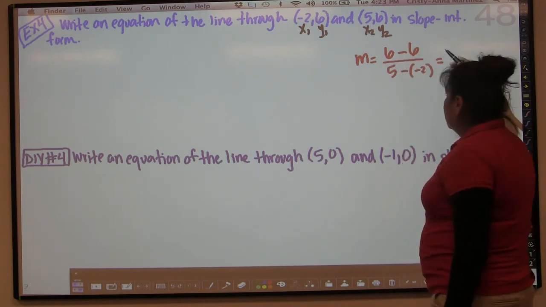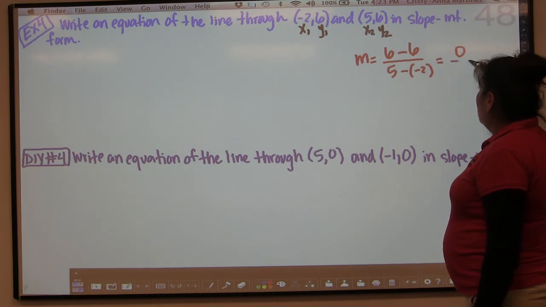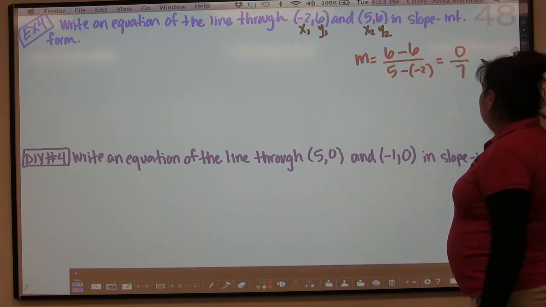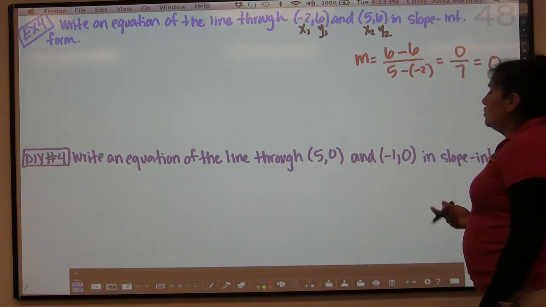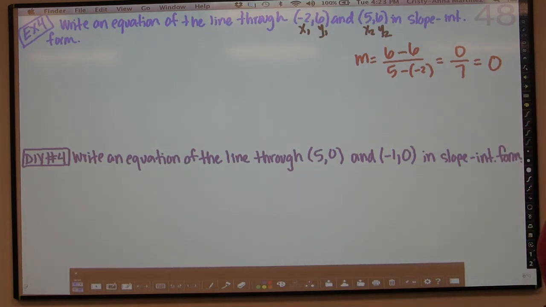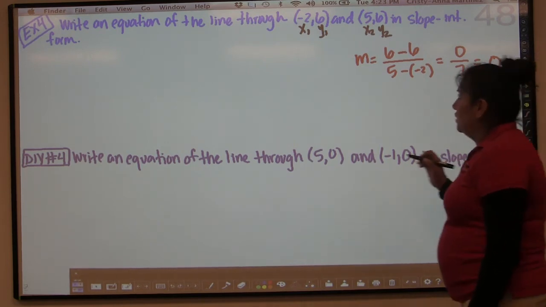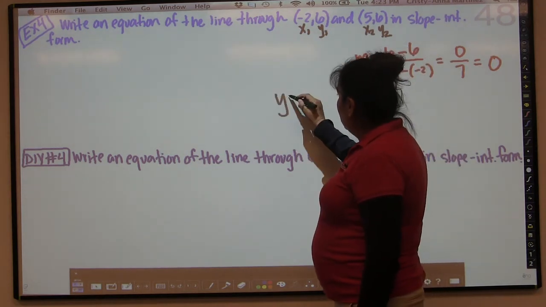So you can see how on the top I get 6 minus 6 is 0. On the bottom I get 5 plus 2 is 7. But 0 divided by anything is 0. So you can see how I said earlier, you're going to get a 0 slope. So the equation of the line is going to be the equation of a horizontal line. And so my answer for this question will simply be y equals 6.